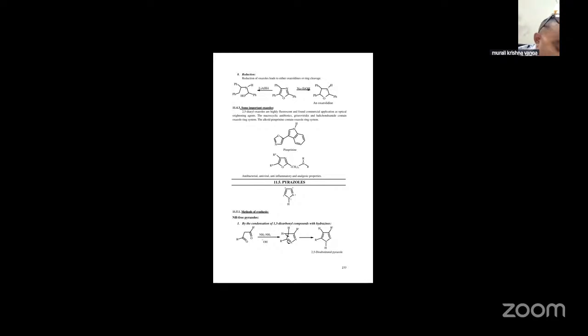Some of the important uses of oxazoles. These oxazole derivatives act as antibacterial, antiviral, anti-inflammatory, and analgesic agents.